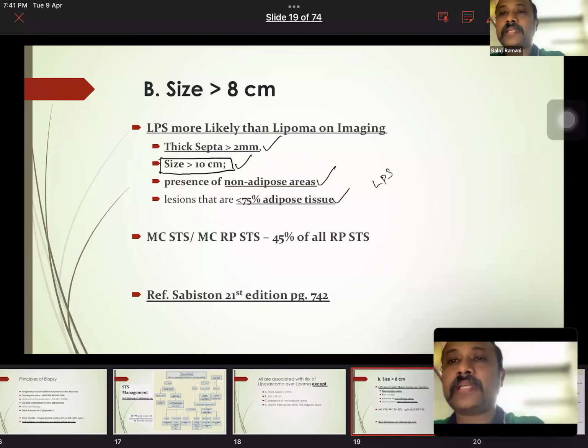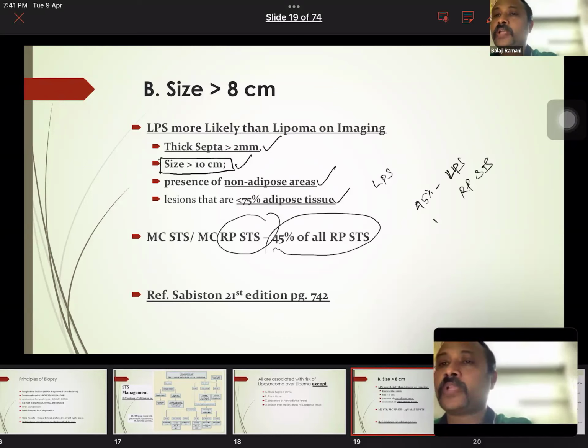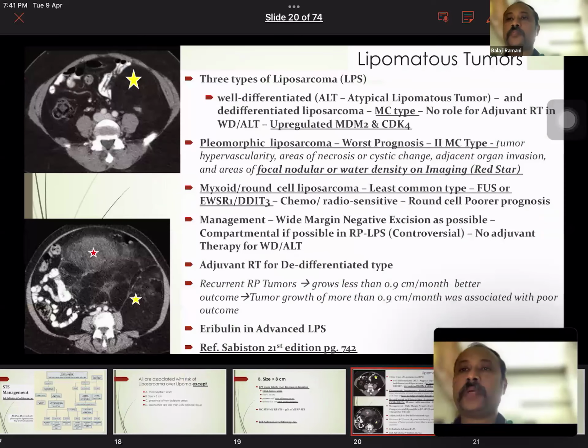Now, the most common STS, as we already discussed, is liposarcoma, and it is also the most common STS in the retroperitoneum. In fact, 45% of all retroperitoneal STS is liposarcoma. Among all sarcomas, LPS constitutes 45%. In all RP soft tissue sarcomas, it constitutes 45%. And among the sites, the proximal thigh is around 45%, which is essentially liposarcomas. Now, when we talk about lipomatous tumors, there are three varieties of liposarcomas that we have.